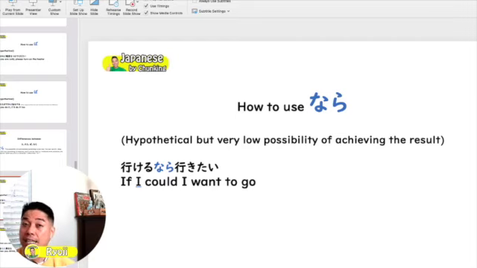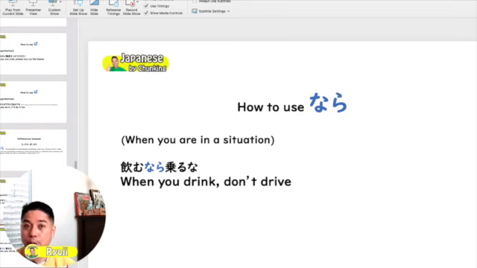行けるなら行きたい. So I really, really want to go, but there's a very, very low chance of me being able to go. So when you're talking about there isn't much luck in achieving whatever it is you're talking about. So when there's a low possibility of doing something, you can use this なら. Okay, another example using なら.